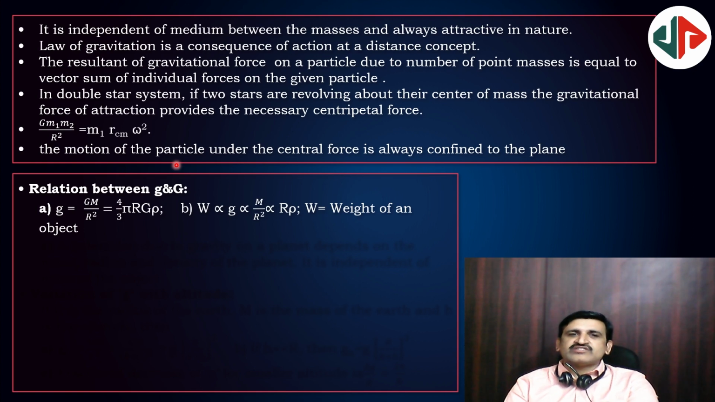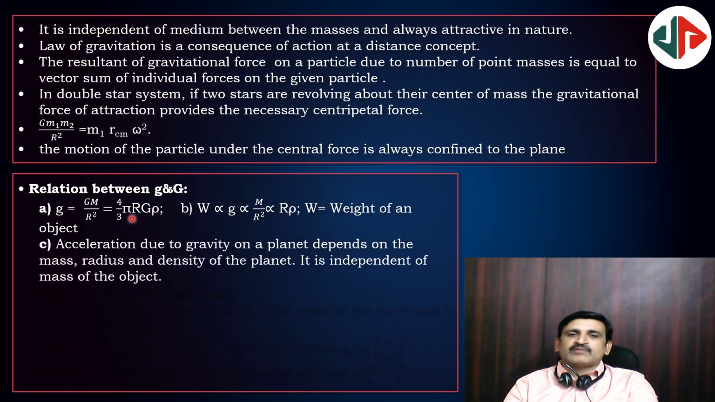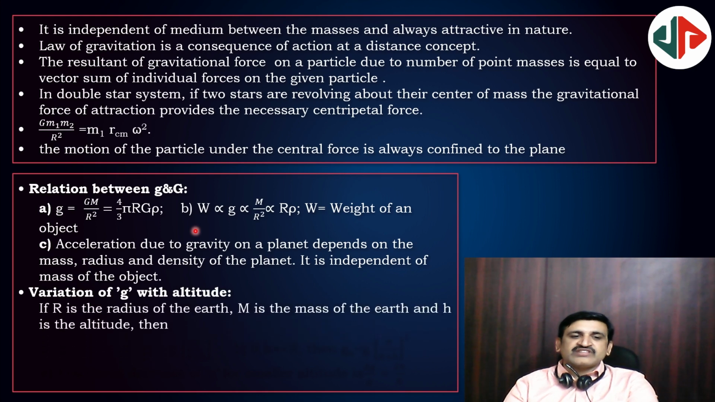Relation between small g and capital G. Small g is equal to GM by r square. In terms of density, whenever you are observing options in terms of density, we are just changing mass into volume into density. That will be 4/3 pi r G rho. Weight is always related to acceleration due to gravity. At different places on the earth, different g values will be there, so different weights will be there. And variation of g with altitude. If you go to higher heights, altitude means height, then acceleration due to gravity decreases.